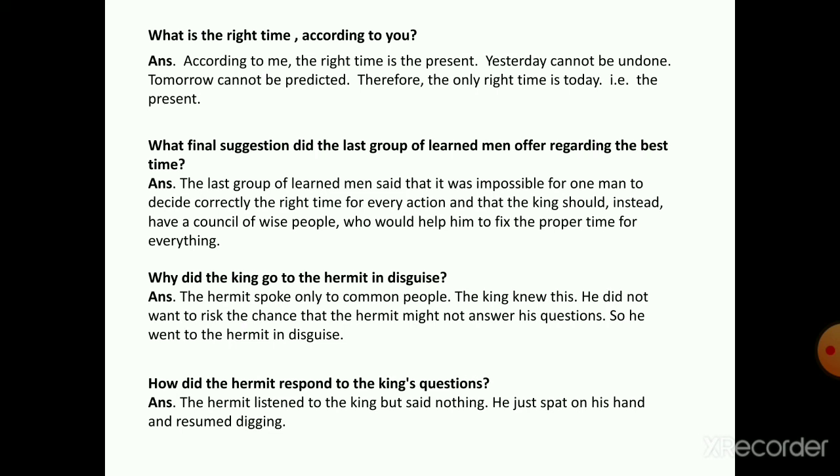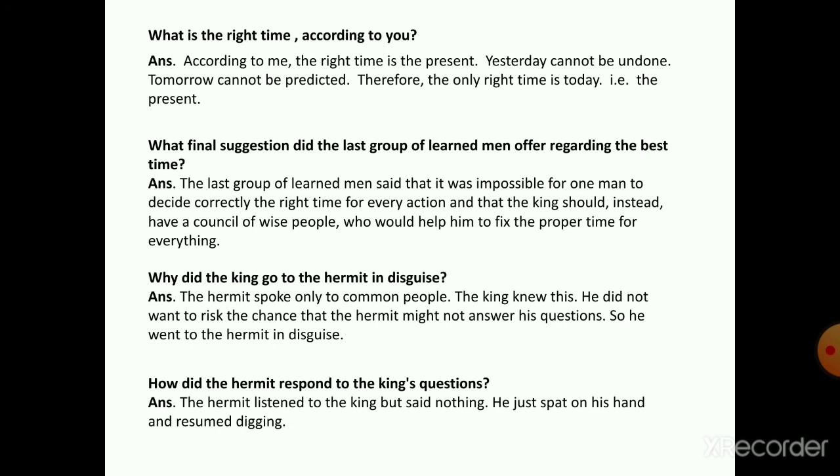Its answer is, the last group of learned men said that it was impossible for one man to decide correctly the right time for every action, and that the king should instead have a council of wise people who would help him to fix the proper time for everything. Third question, why did the king go to the hermit to discuss? The hermit spoke only to common people. The king knew this. He did not want to risk the chance that the hermit might not answer his questions, so he went to the hermit in disguise.